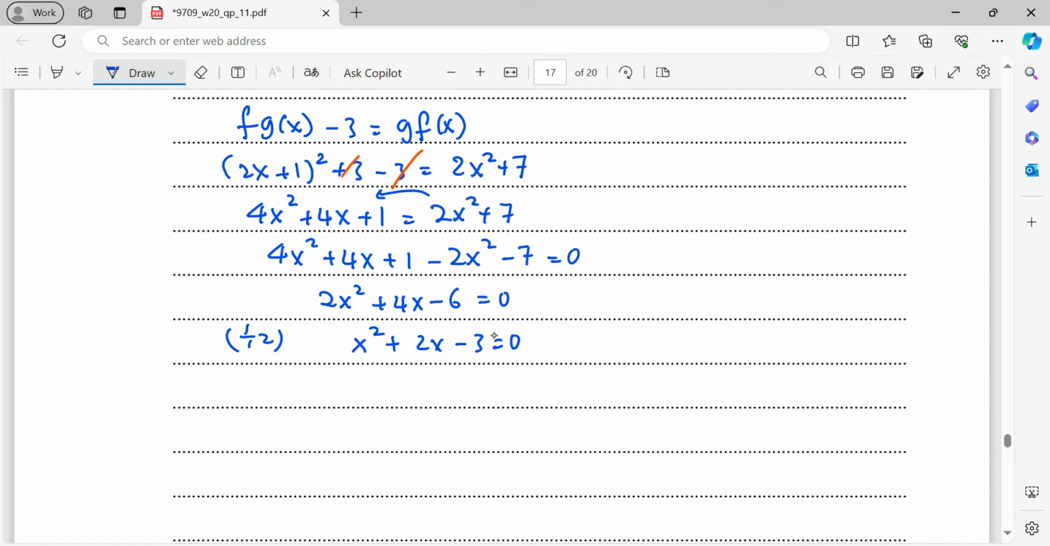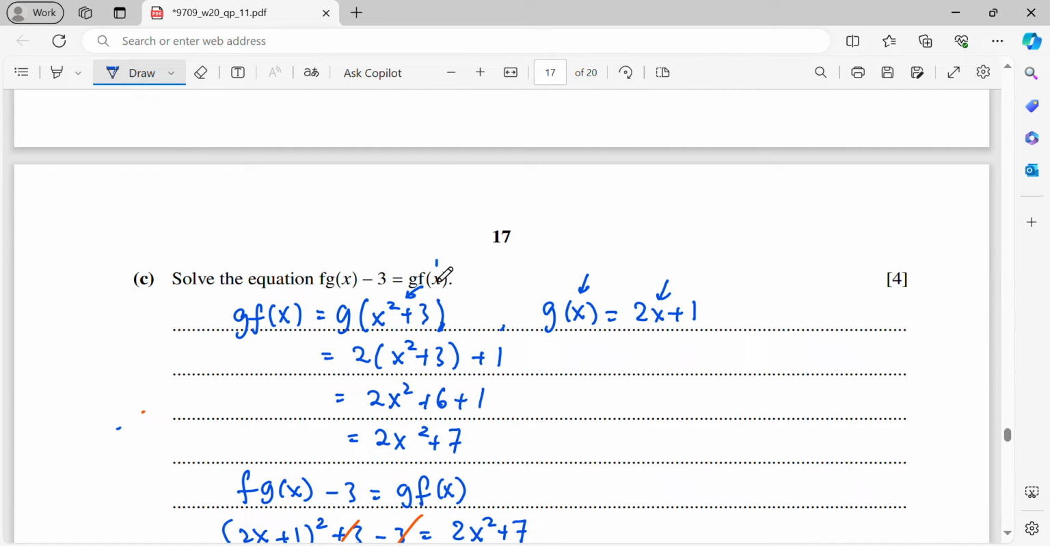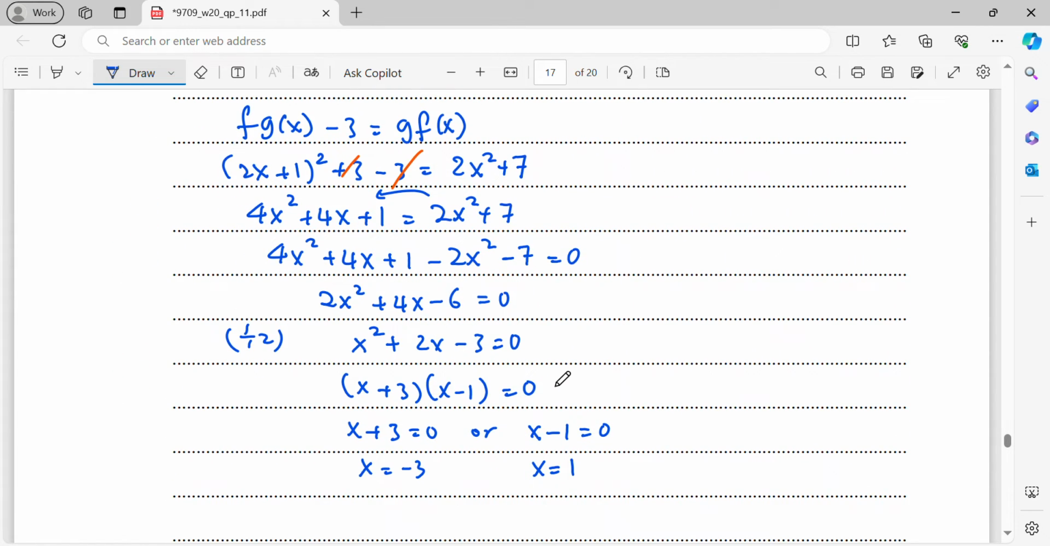Then now again, factorize this. You will get x plus 3 and x minus 1. So either x plus 3 equals 0 or x minus 1 equals 0. That means you get x equals minus 3 or x equals 1. Then from here, now you check. This must satisfy the domain of f and g, right? So now look at the domain.